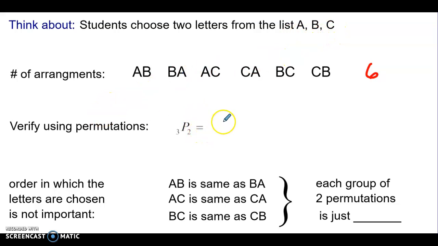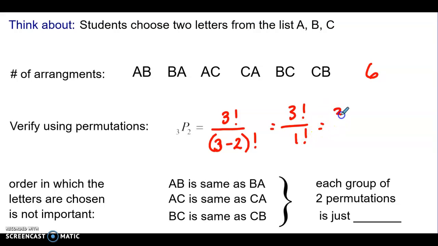Just to verify, using our permutation formula, we have n factorial divided by n minus r factorial, where n is 3 and r is 2. So we have 3 factorial divided by 3 minus 2, 1 factorial. 3 factorial, 3 times 2 times 1, gives us 6 different arrangements.